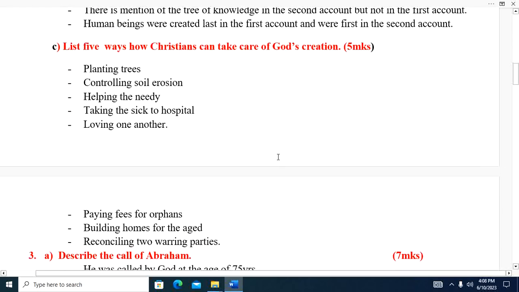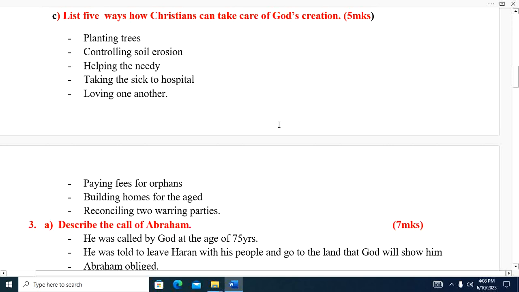Let's go to the next question. List 5 ways how Christians can take care of God's creation. Number 1, planting trees. Number 2, controlling soil erosion. Number 3, helping the needy. Next, taking the sick to the hospital. Next, loving one another. Next, praying for orphans. Next, building homes for the aged. Next, reconciling 2 warring parties.